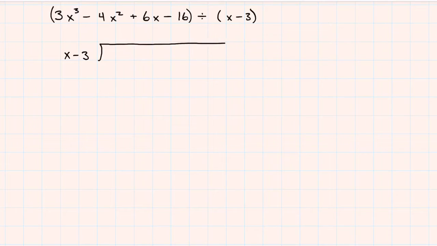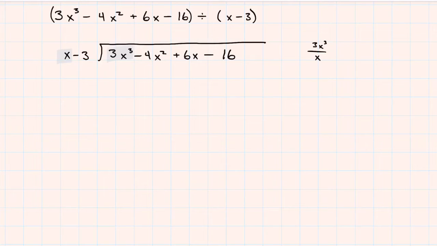So it's going to go x minus 3, then set up your division symbol and put the 3x cubed minus 4x squared plus 6x minus 16 underneath. And what's kind of different here, though, is that we always look at our first term outside and first term underneath and go, how many times does x go into 3x cubed? It's just like how many times does 16 go into 17? It's kind of that first step.